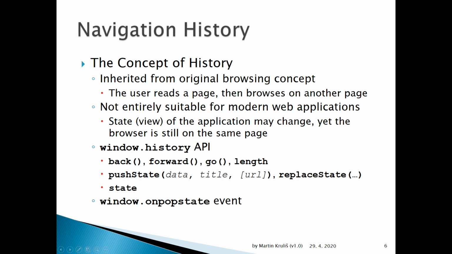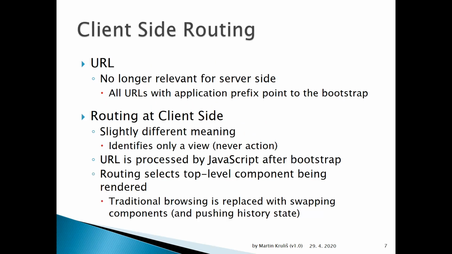This API allows us to do very elaborate things. Besides the fact that we can simulate the browsing, we can also use pushState and later the back and forward buttons to simulate things like undo and redo operations in an editor, for instance. This brings us to a slightly different meaning of the URL in case of single page applications.